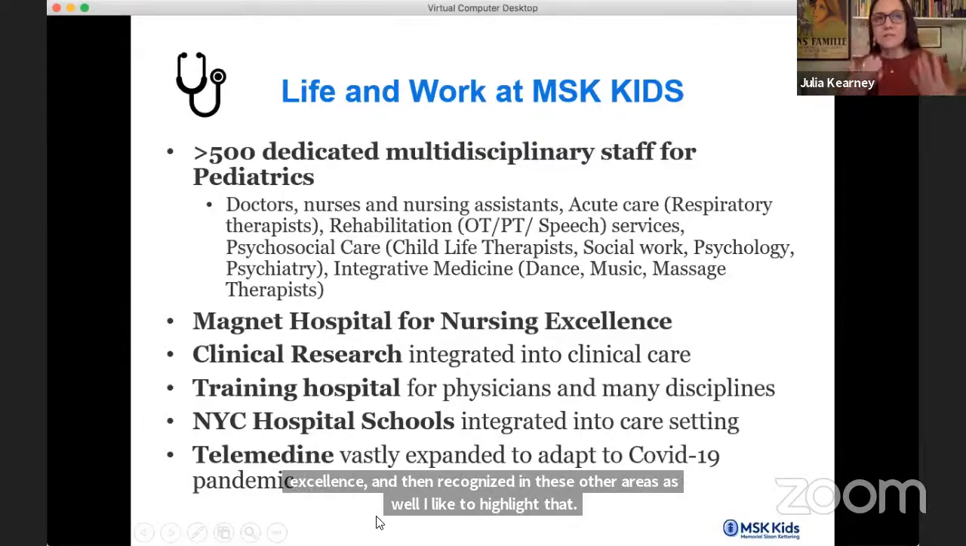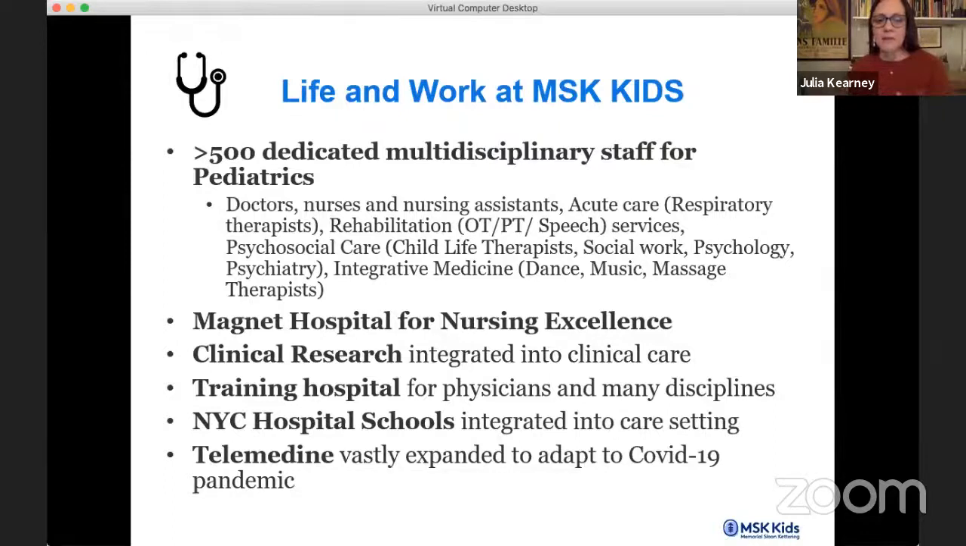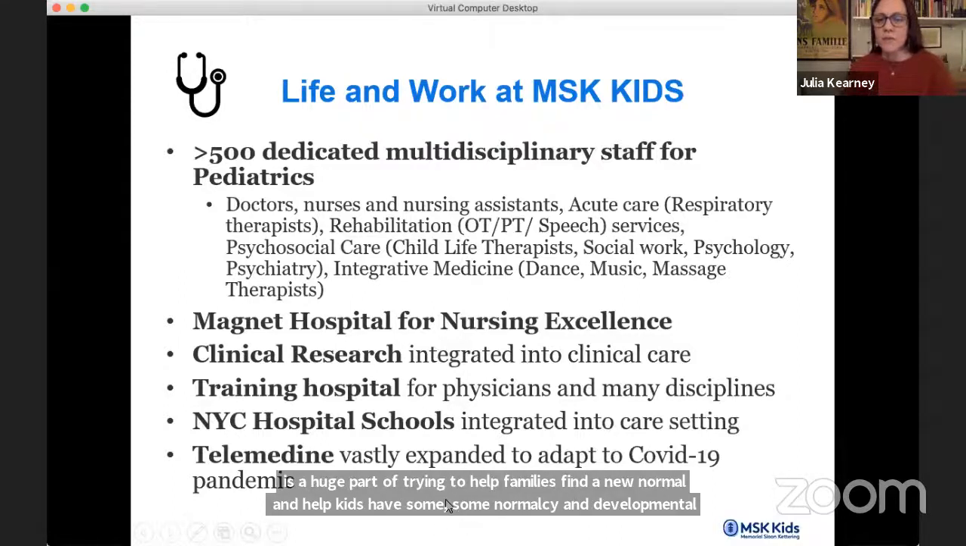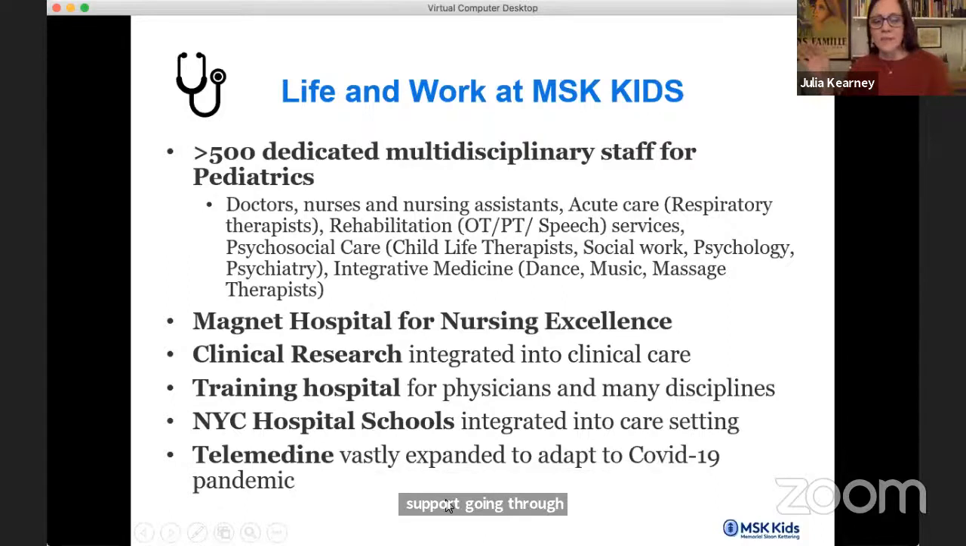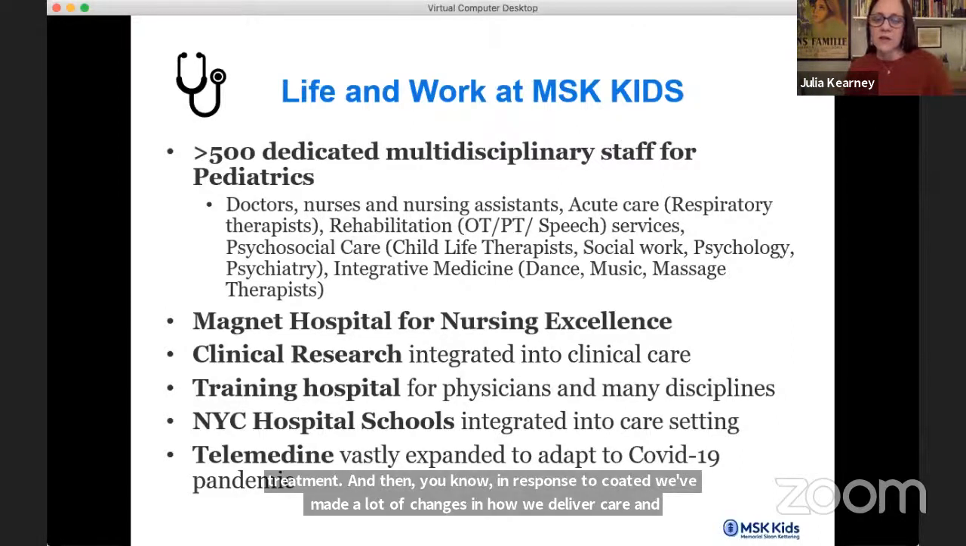And then, in response to COVID, we've made a lot of changes in how we deliver care. Telemedicine has really exploded and has filled in so many gaps, has made follow-up and continuity available at a time when things were really quite uncertain. So that's been really important. We also utilize 8 other sites and campuses in New Jersey, Westchester, and Long Island. So, you know, MSK is very accessible to people, but the heart of pediatrics and the heart of the hospital is right here on the Upper East Side at 68th and York.